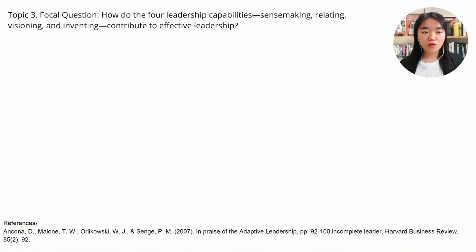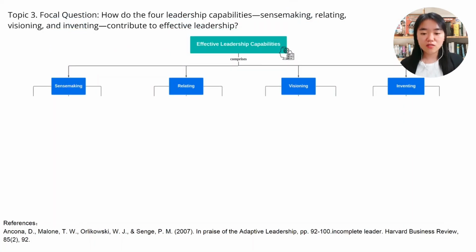Topic 3, focal question. How do the four leadership capabilities, sense-making, relating, visioning, and innovating, contribute to effective leadership? It starts with the core idea of effective leadership, which is based on the four capabilities leadership framework. Effective leadership states that great leaders balance four essential capabilities: sense-making, relating, visioning, and innovating.